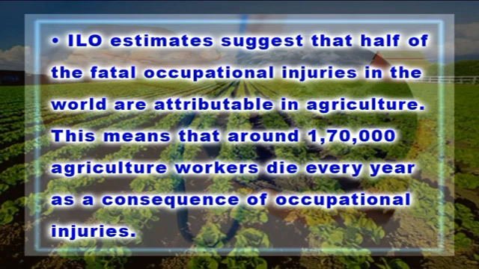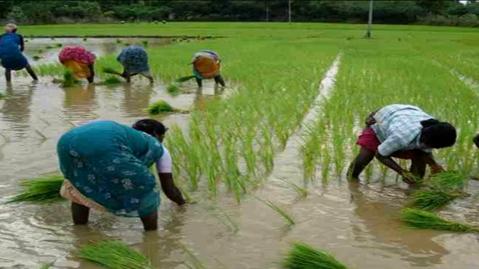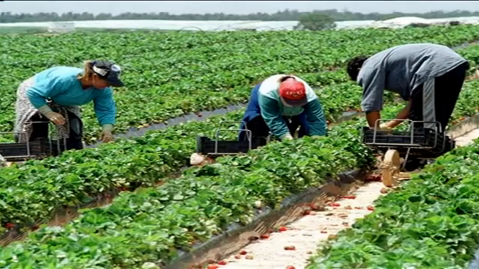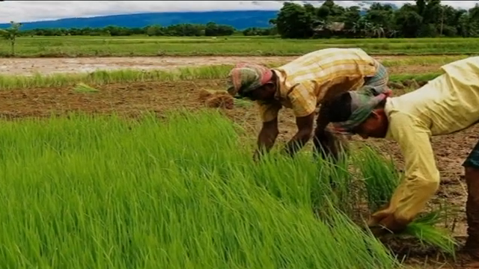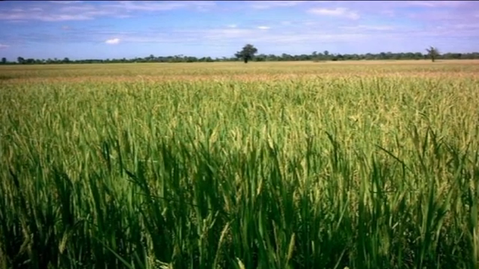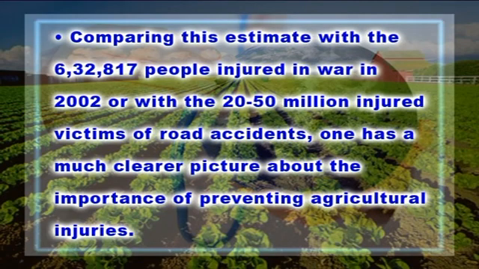This means that around 170,000 agriculture workers die every year as a consequence of occupational injuries. Using the same estimates, half of the fatal accidents could be linked to agriculture activities, that is more than 130 million. Comparing this estimate with the 632,817 people injured in the war in 2002, or with the 20 to 50 million injured victims of road accident, one has a much clearer picture about the importance of preventing agricultural injuries.